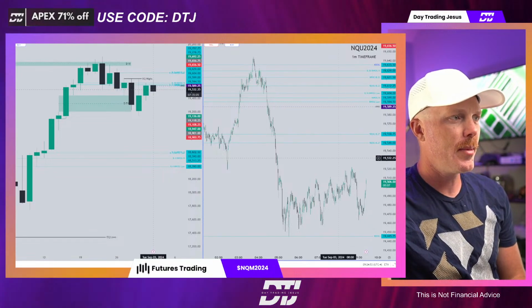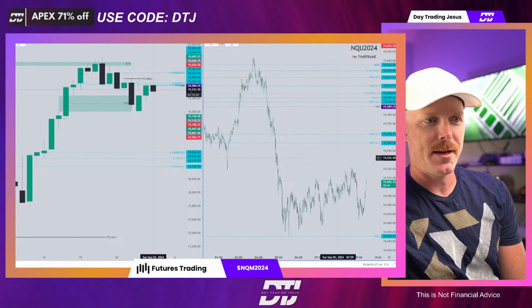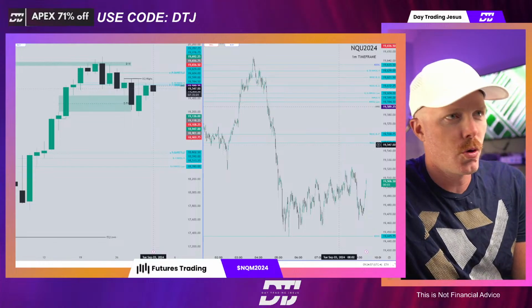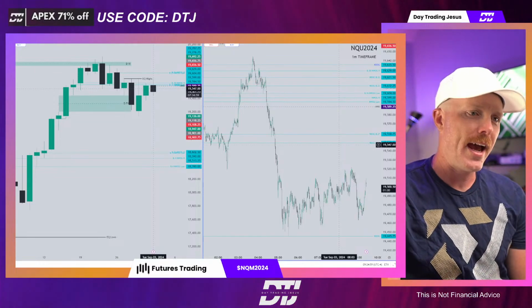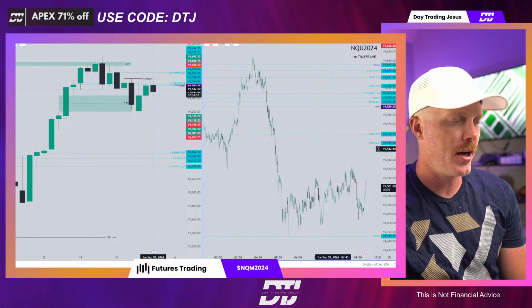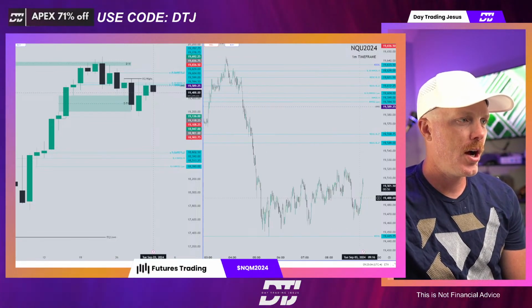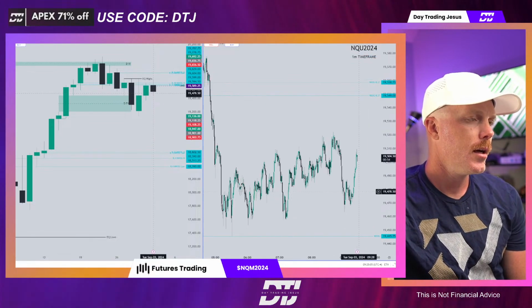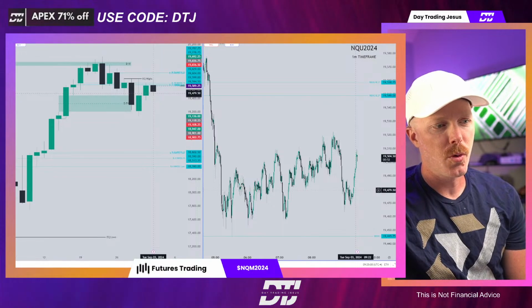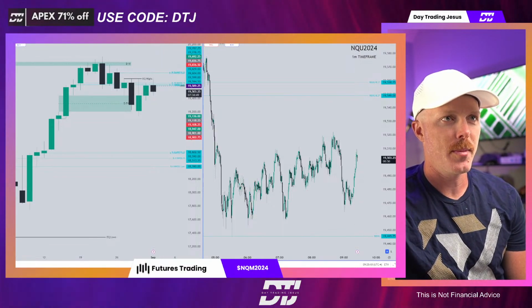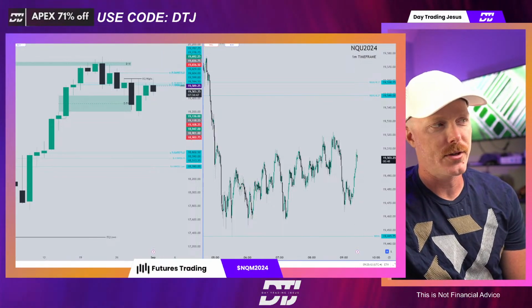We're going to be talking about how to use fair value gaps today. So if you are joining in or you're watching after the fact, we're going to be talking about fair value gaps, how to use them in your trading, because there's multiple ways to use them in your trading. We're going to be going over those here today.